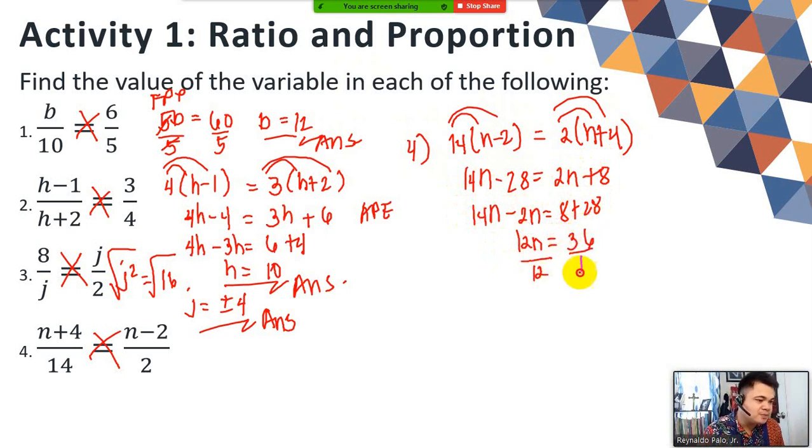Divide both sides by 12. The value of n now will be equal to 3 because 36 divided by 12 is 3. So this will now be your answer.